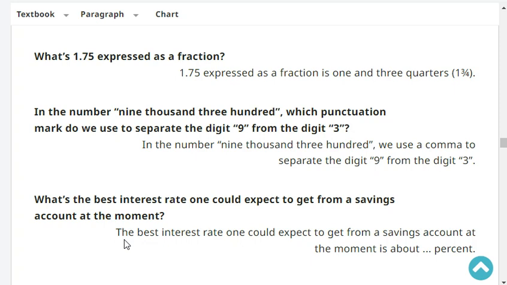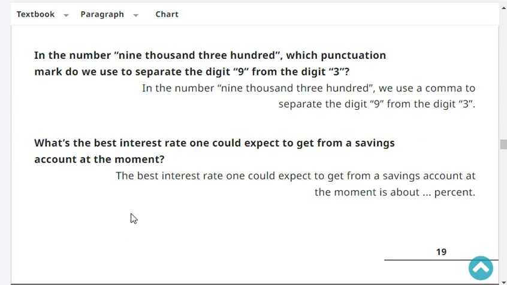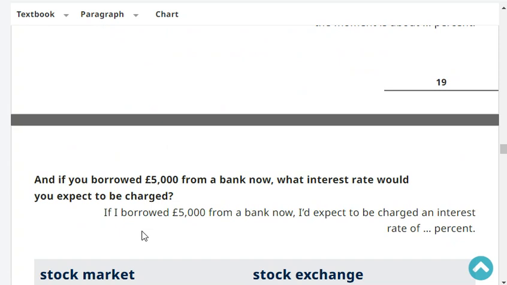Greg, what's the best interest rate one could expect to get from a savings account at the moment? The best interest rate one could expect to get from a savings account at the moment is about 5%. Very good.